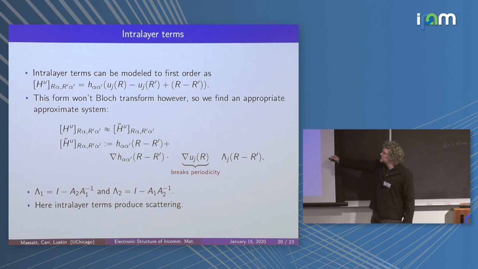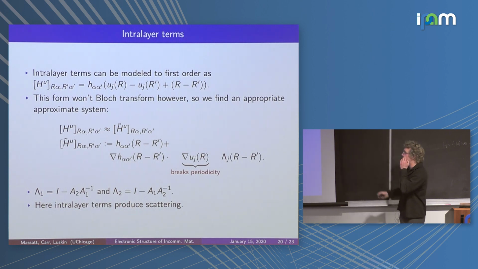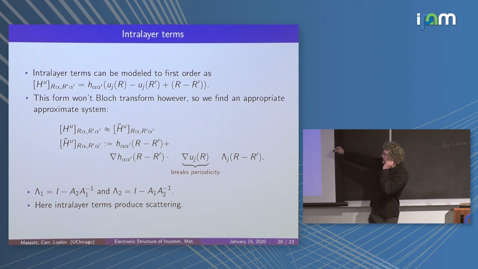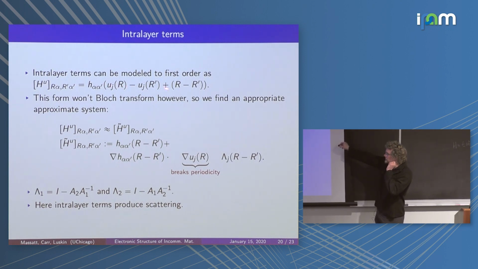OK, so then we have our relaxation function, and now I want to move to the intralayer coupling. To do intralayer coupling, it doesn't quite work to Bloch transform this. So what I do is an approximation. You can do higher order approximations than this, but I'm just going to do first order. I can just look at what this relaxation function is, and it actually turns out u_J(R) and u_J(R') are very close to each other. As a consequence, I can Taylor expand this, and I just get some terms like this.